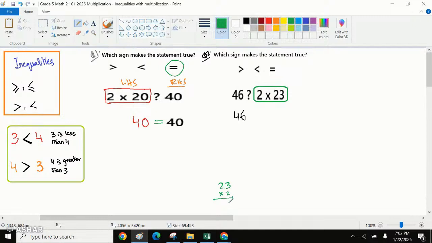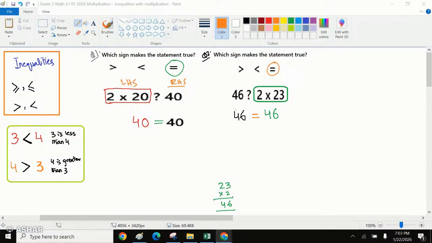2 times 3 is 6. 2 times 2 is 4. That means it comes out to be 46 as well. When it comes out to be 46 as well, then the left hand side of the equation is equal to the right hand side of the statement, right? They both are equal, and the answer would be the equal sign. Okay, moving ahead with the statement.